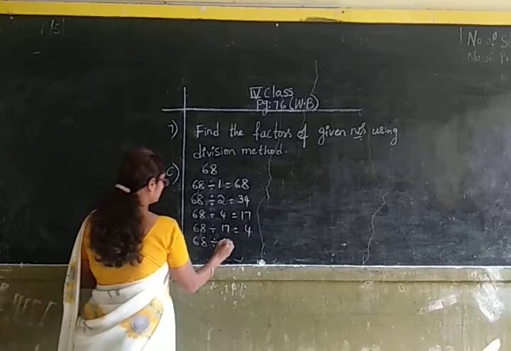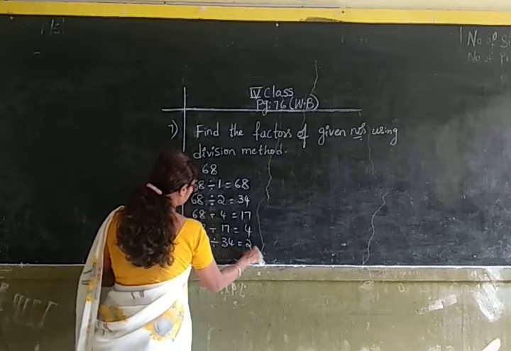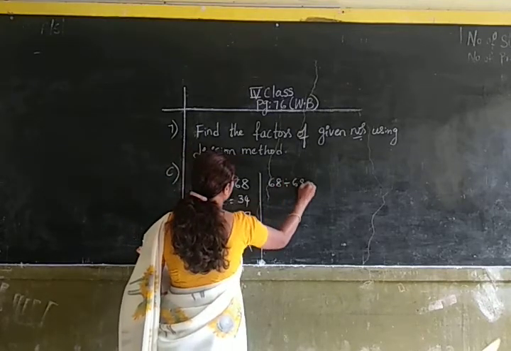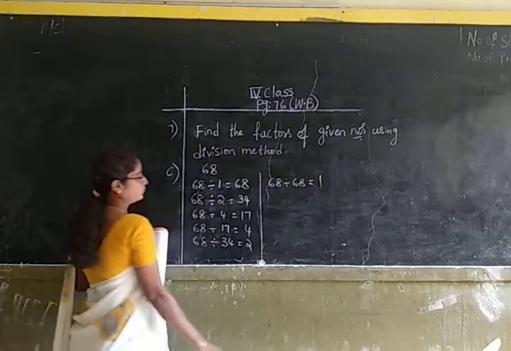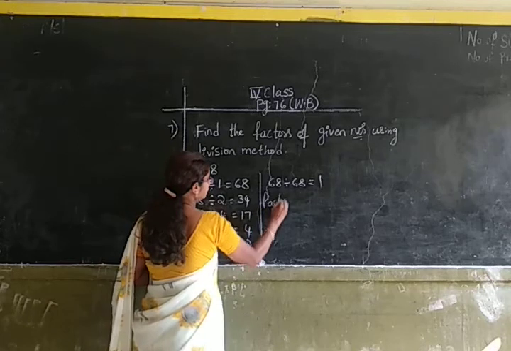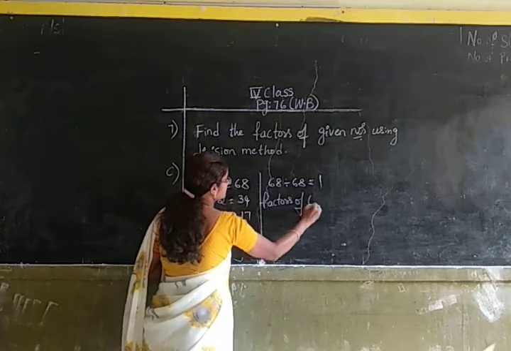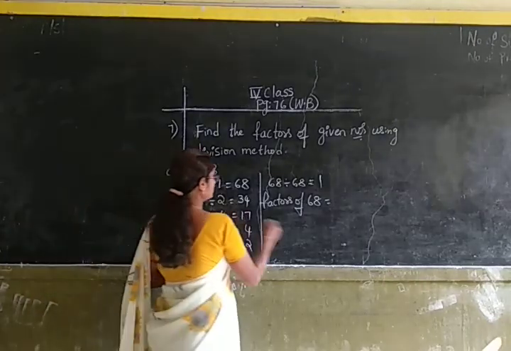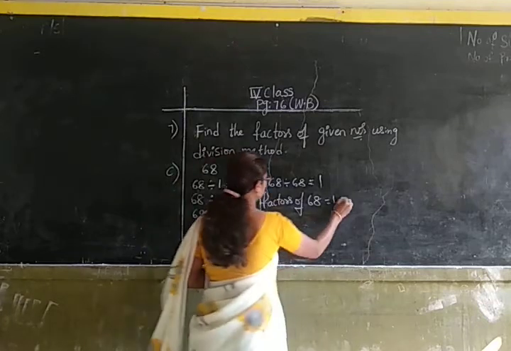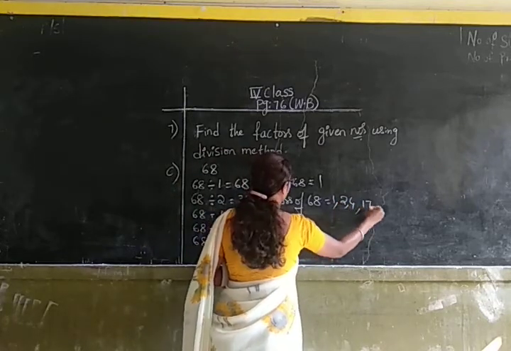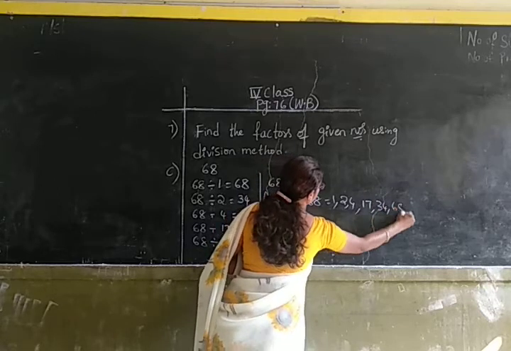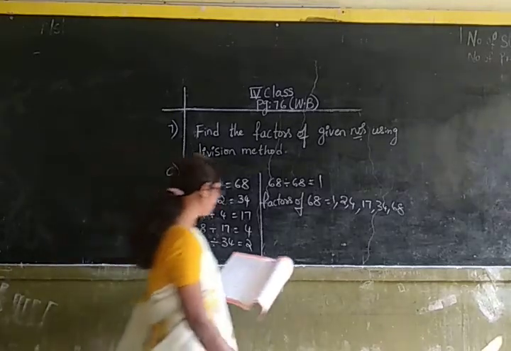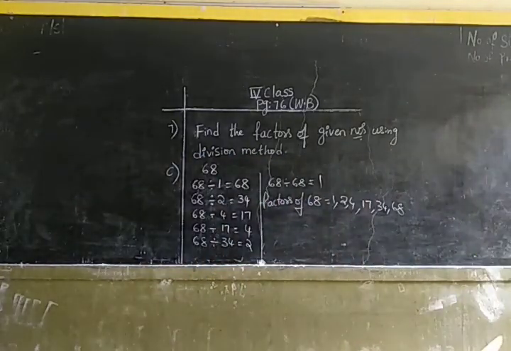68 divided by 34 is equals to 2. And 68 divided by 68 is equal to 1. Therefore, factors of 68, here we are finding out using division method, is 1, 2, 4, 17, 34 and 68. These are the factors of 68.